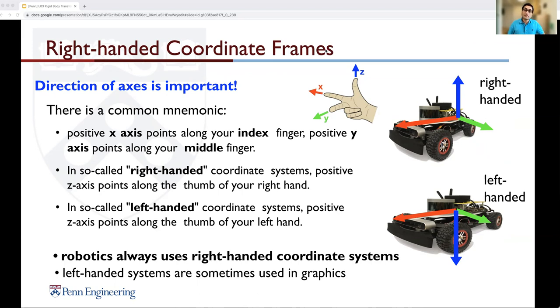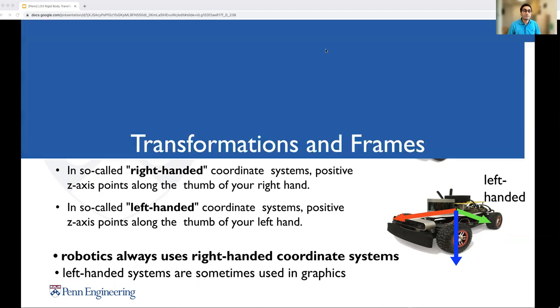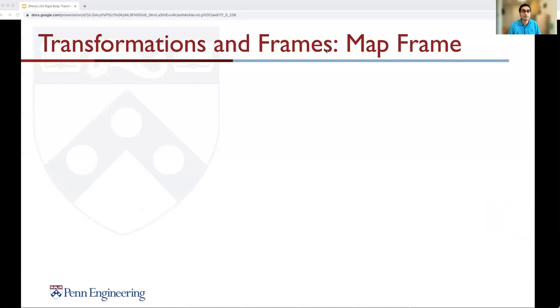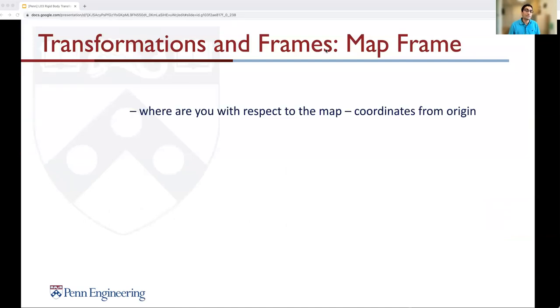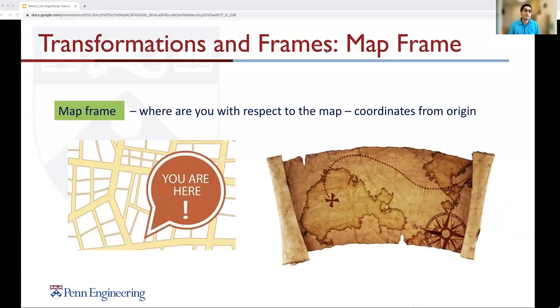The left-hand coordinate system is much more prevalent in the graphic design community. Now let's understand how we can compute transformations of points across different coordinate frames. I want to introduce you to a couple of terms that we'll use often. You'll see the term map frame being used quite often when people talk about the world, and we will have lots of transformations with respect to the map frame as we move around the world. This frame is the most intuitive and easy to understand, just like any map.